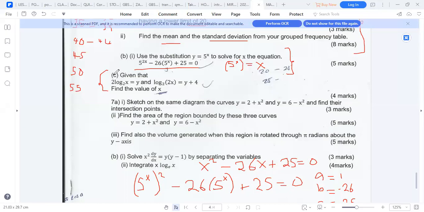So I'm going to take you to part C now. Given that 2 log x base 2 is equal to y, and 2x base 2 is equal to y plus 4, find the value of x. So this is another way in which logs can be manipulated.